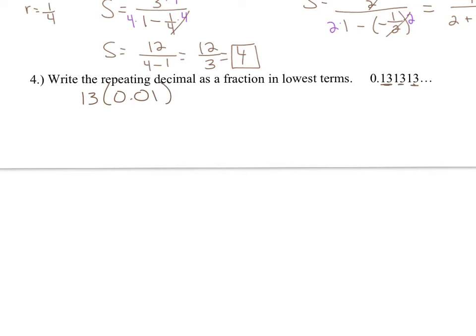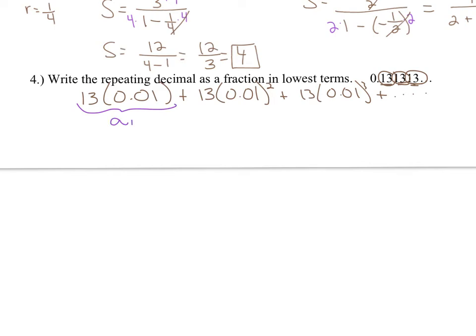0.01, and that'll give you the first 0.13. And then I'm going to add on 13 times 0.01 squared. That'll give you the second 13. Plus 13 times 0.01 cubed. Again, that'll give you the third one. And then that'll continue indefinitely. So the reason that I did this was because this will give you your first term. So if I take a look at right here, this will be my a sub 1.